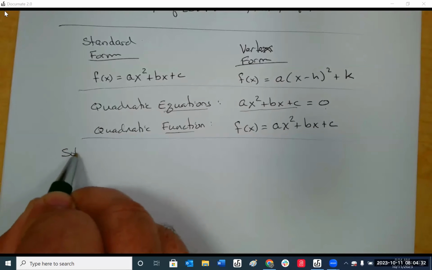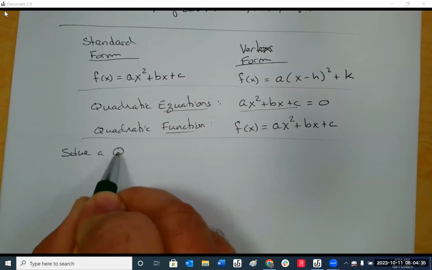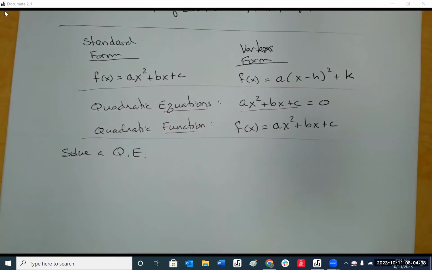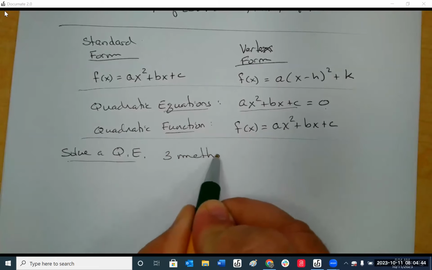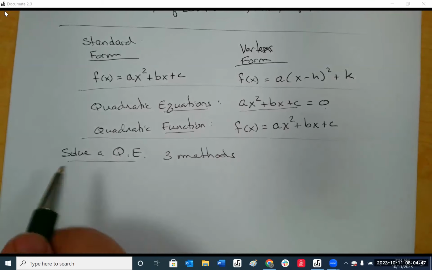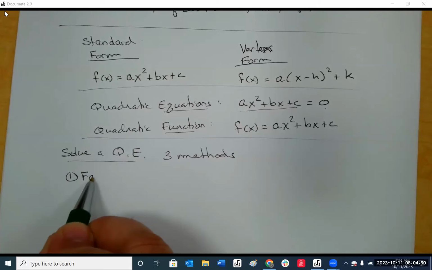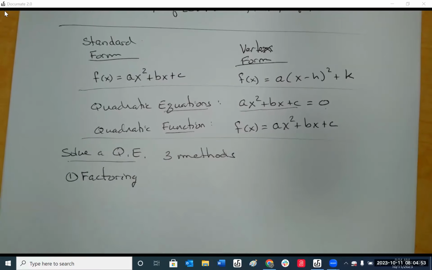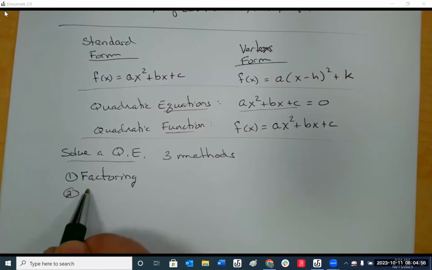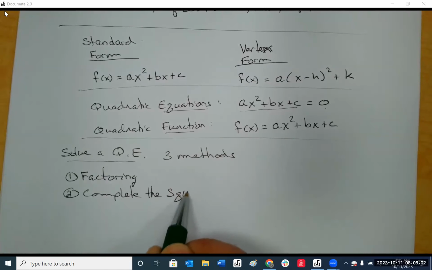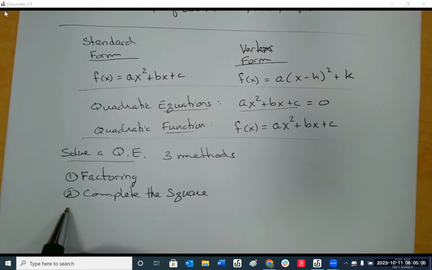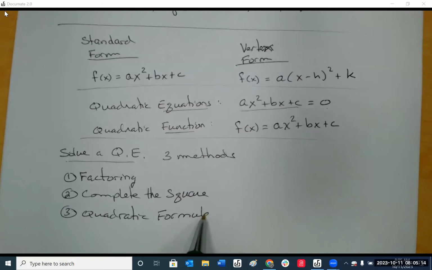So to solve a quadratic equation, we have 3 methods. The first method is called factoring. The second method is called complete the square. And the third method is the quadratic formula.